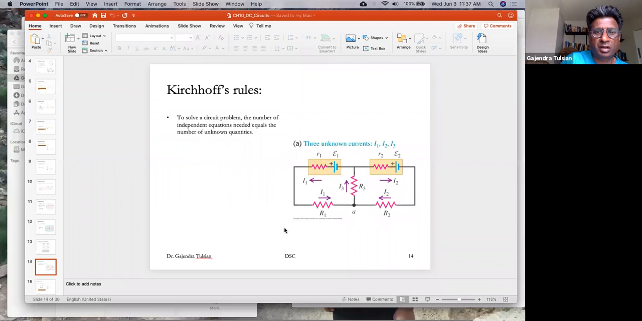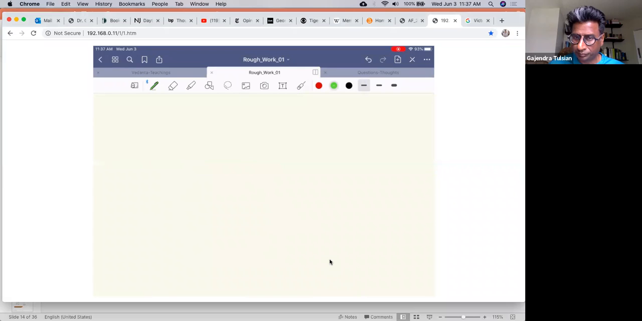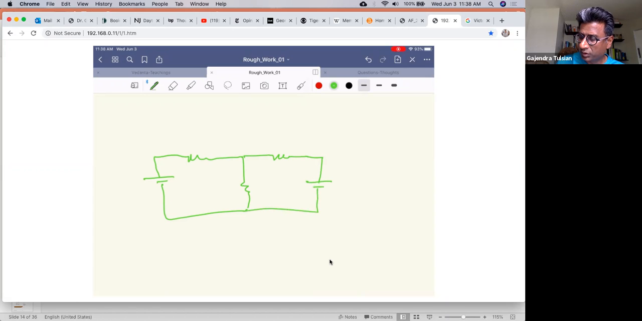So let me now solve a problem. Okay, so let's make up a problem. I'm just going to make up numbers. So let's say this is 12 volts, this is 18 volts, this is 10 ohms, 20 ohms, 30 ohms. Okay, so let's say what we want to do is solve the circuit, meaning we want to find the current through each element.